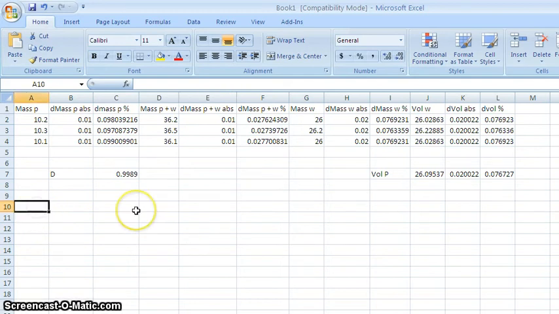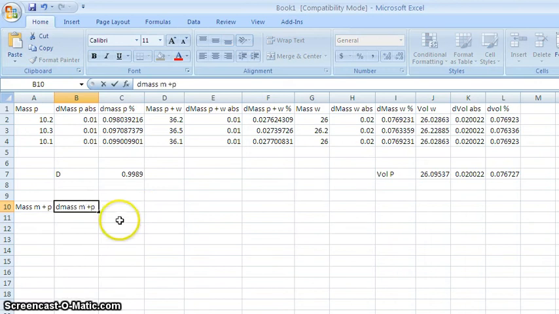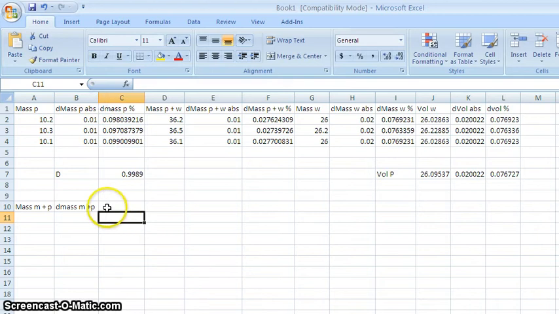One of the things that I had to record was the mass of the metal plus pycnometer. And then, of course, I'm going to have an uncertainty on that. And I'm going to also put this in to save me some space. I think I'm just going to use percentage when I mean percent uncertainty, and for absolute I'm just not going to type ABS. I'm just going to leave that one as D mass M plus P.